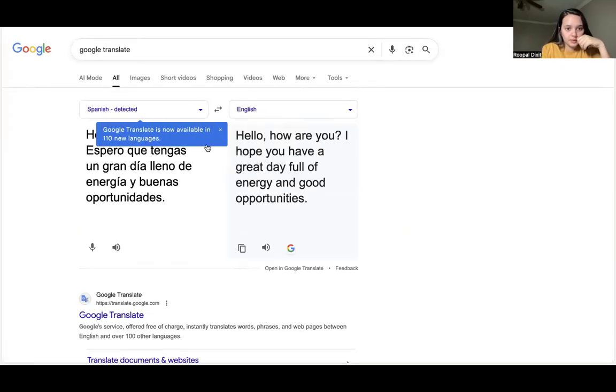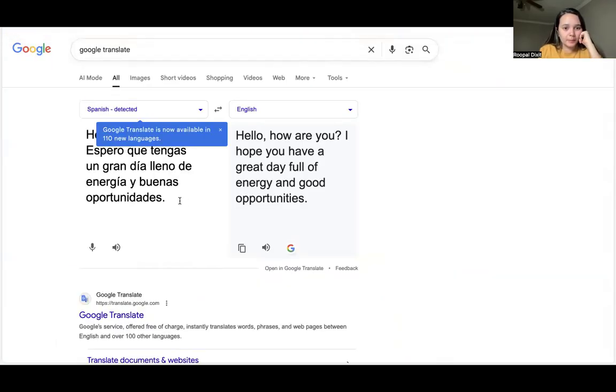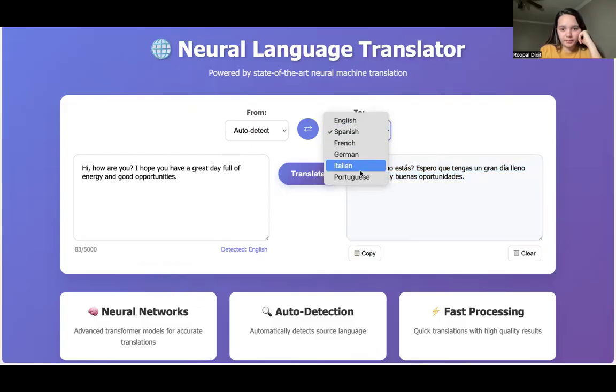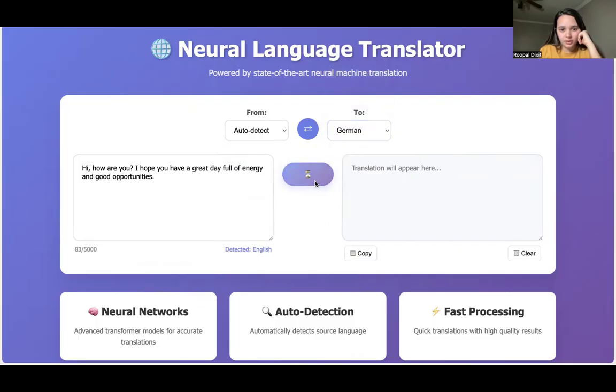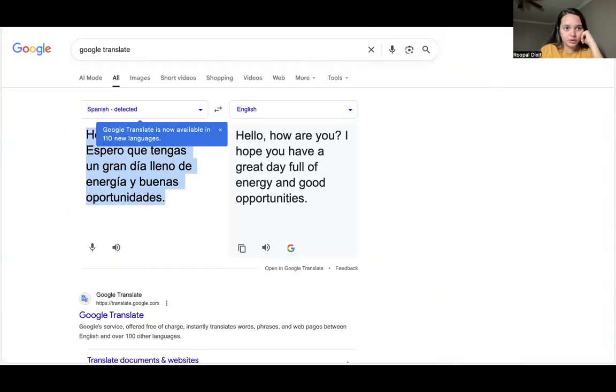Okay. Hello, how are you? I hope you have a great day full of energy and good opportunities. Like it's the same. So if I want something, what do you want me to write here? Maybe I can, okay, let's do this in Portuguese. Okay, this is German. Let's see. I don't know why it was not trained, but let's see how it goes.